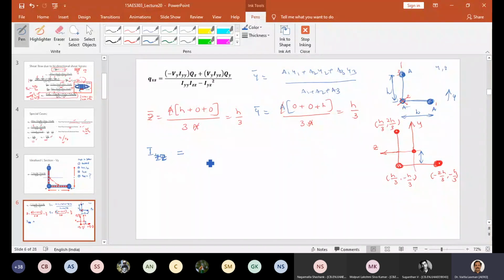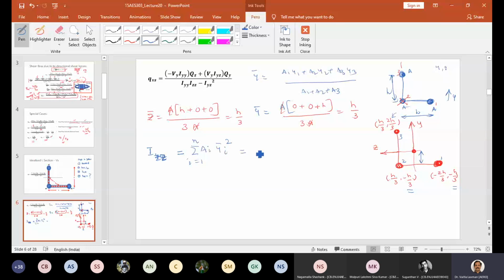Formula is what? Again writing here. Sum of Ai Yi squared, i equals 1 to n. If it is 3, it is 3. So now you take it. Y1 is H by 3, H by 3. Y1, Y2, Y3. This is 1, this is 2, this is 3.